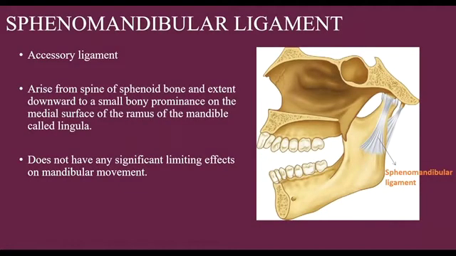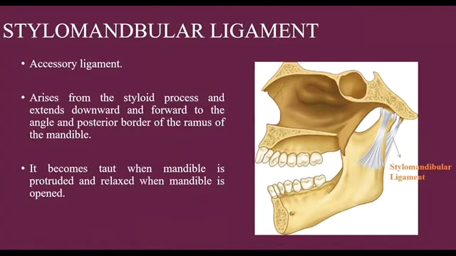Spinomandibular ligament is an accessory ligament. It arises from the spine of the sphenoid bone and extends downwards to a small bony prominence known as the lingula, which is present on the medial surface of the mandible. It does not have any significant limiting effects on mandibular movement. Stylomandibular ligament is also an accessory ligament. It arises from the styloid process and extends downwards and forward to the angle of the mandible. It becomes stretched when the mandible is protruded and relaxed when the mandible is open.